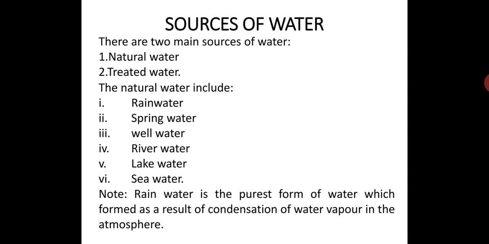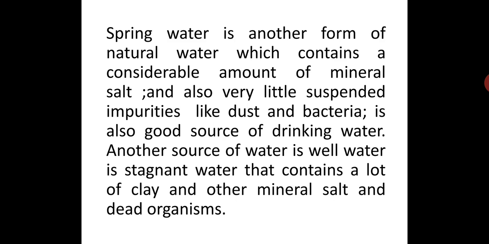Note: rainwater is the purest form of water, which is formed as a result of condensation of water vapor in the atmosphere. Spring water is another form of natural water which contains a considerable amount of mineral salt and also very little suspended impurities like dust and bacteria. It's a good source of drinking water.